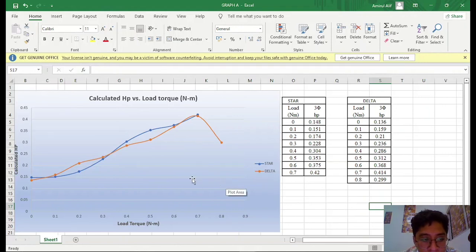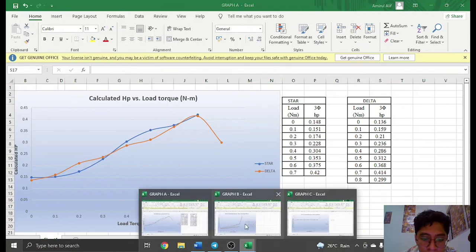Okay, first, this is the calculated horsepower versus the load torque graph. From here, we can see that the data is increasing for both star and delta, but they drop at 0.7 load torque because this is the breakover torque. And this is our data that we have input into the graph. Okay, I move on to the next graph.